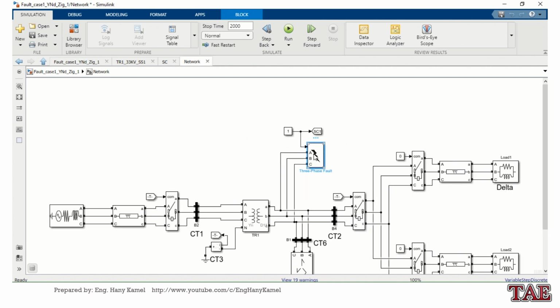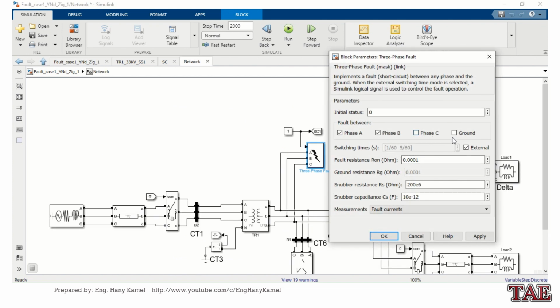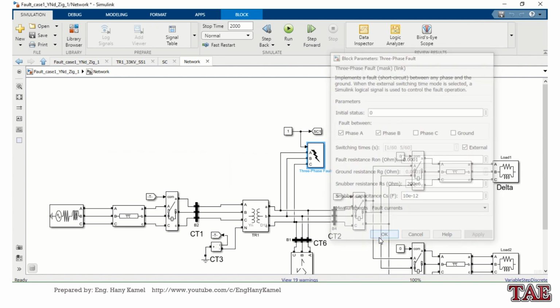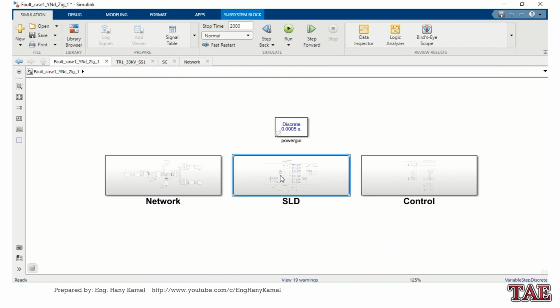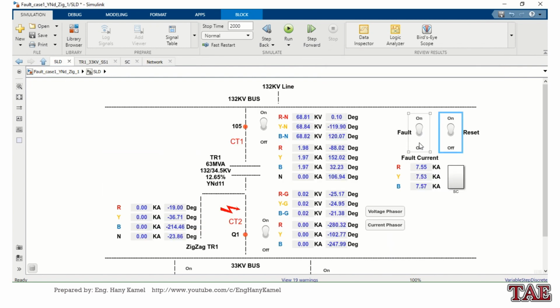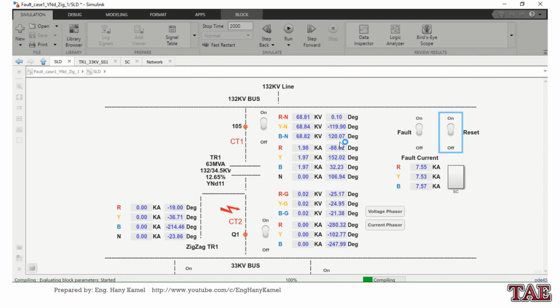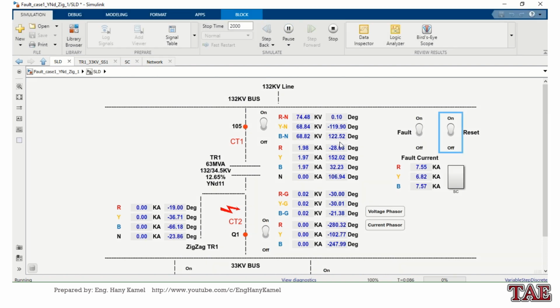Next fault, phase to phase fault. I will keep fault and reset, force reset working. See what will happen. So it's like switch on fault, but I will keep force reset to see the short circuit current.